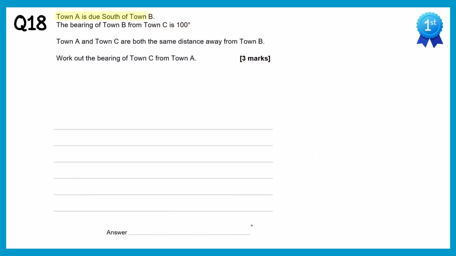In this question, we're told that town A is due south of town B. Let's draw a sketch of what this might look like. So we've got town A, which is south of town B. We're then told the bearing of town B from town C is 100. So town C must be somewhere on the left over here, so that when we draw a north line and then connect it up to B, this angle here will be 100 degrees.